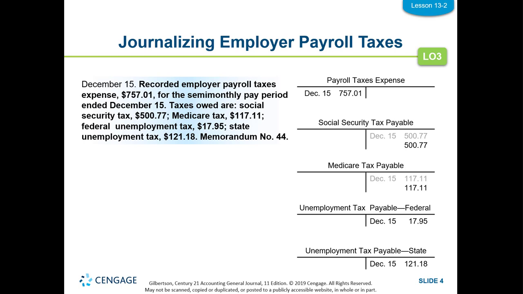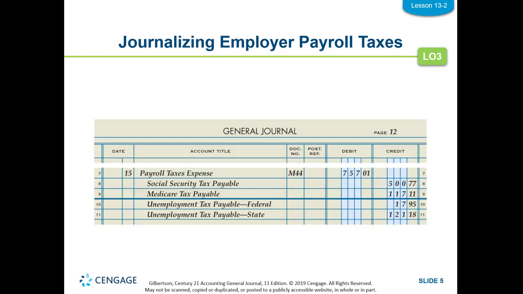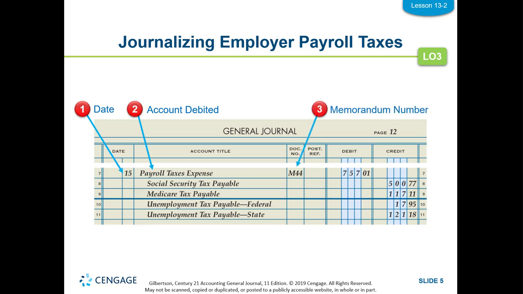So our transaction is listed on the left, and here we have our T accounts listed on the right. You will notice that our source document is a memorandum, so therefore it must be journalized in our general journal. To put it into our general journal, the first step is to put the date of the 15th in the date column. We're going to write the title of the expense account debited, payroll taxes expense, in our title column. We're going to write our memorandum M44 in our document column.